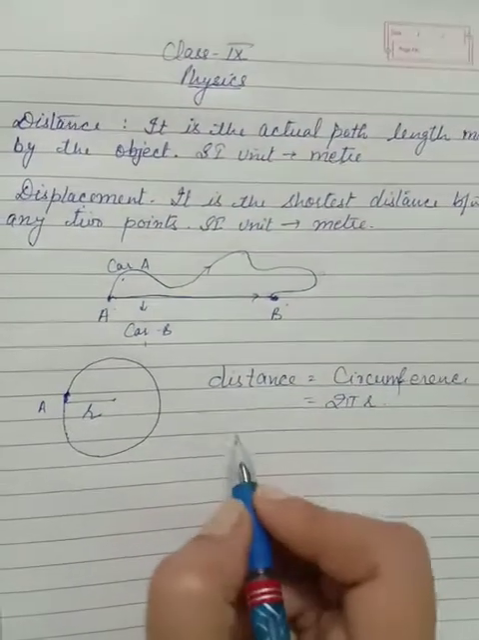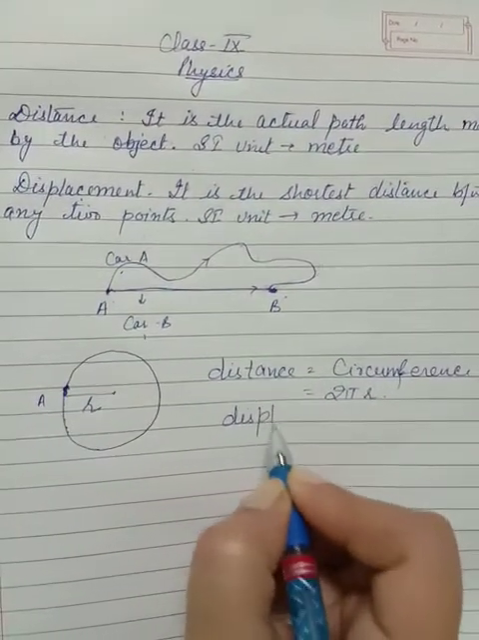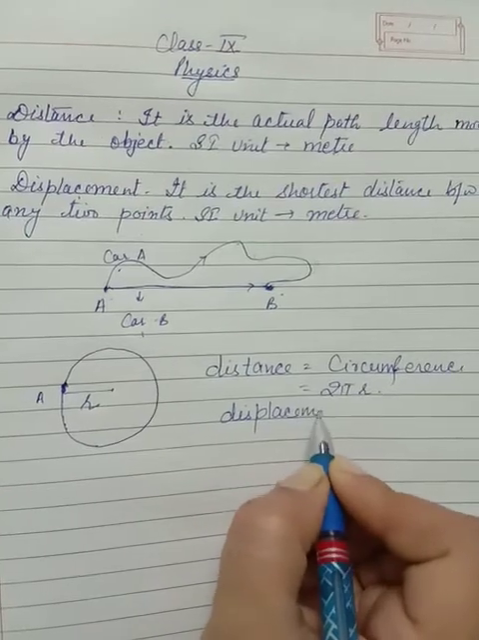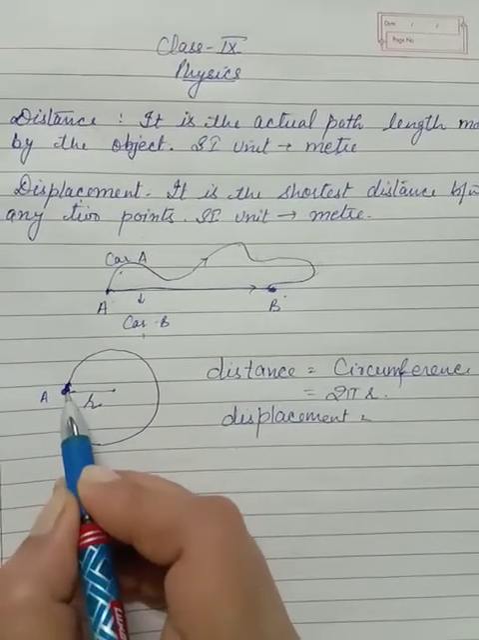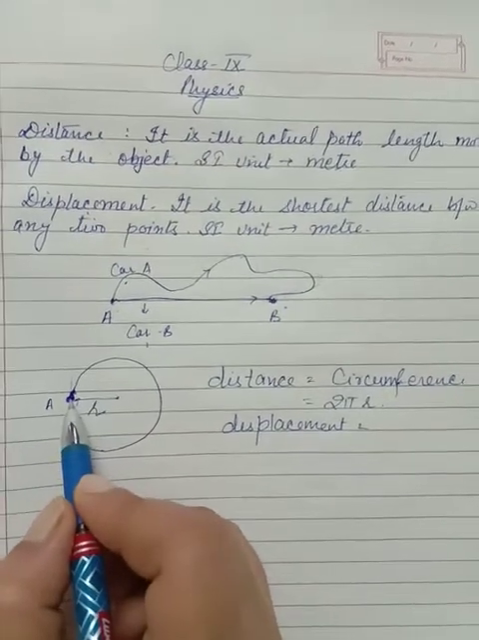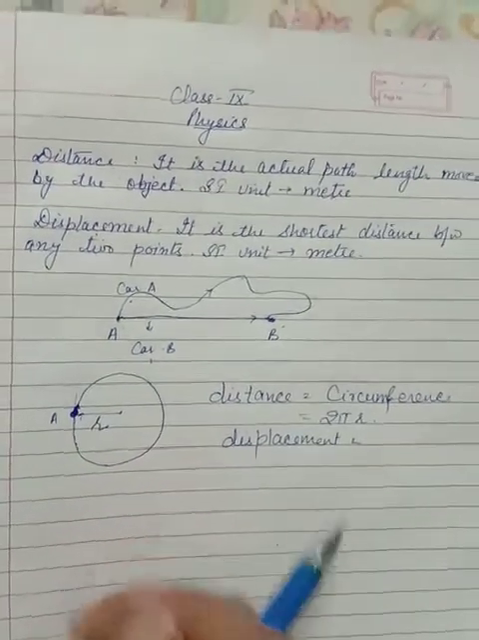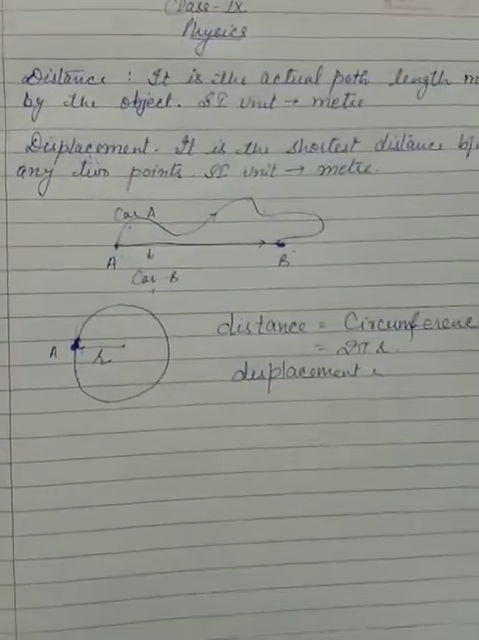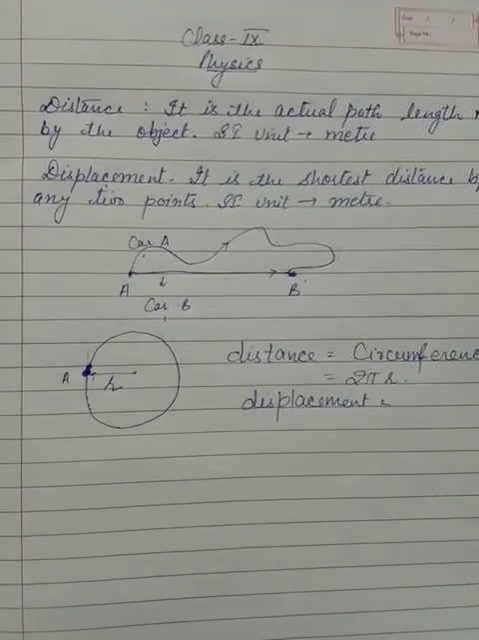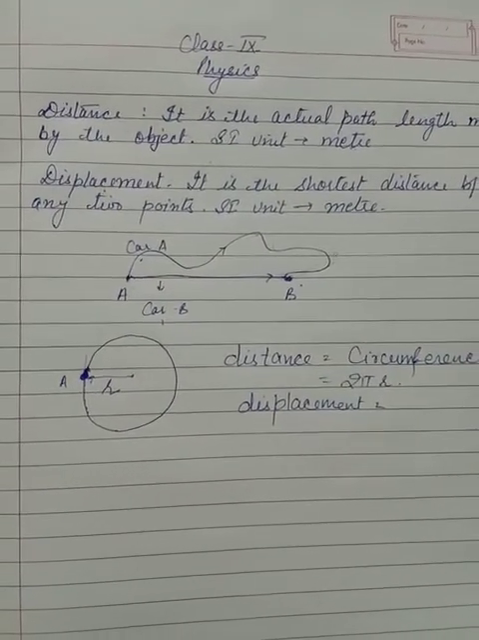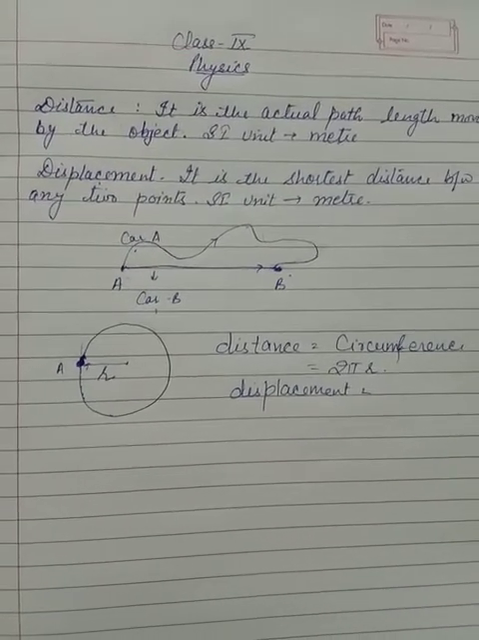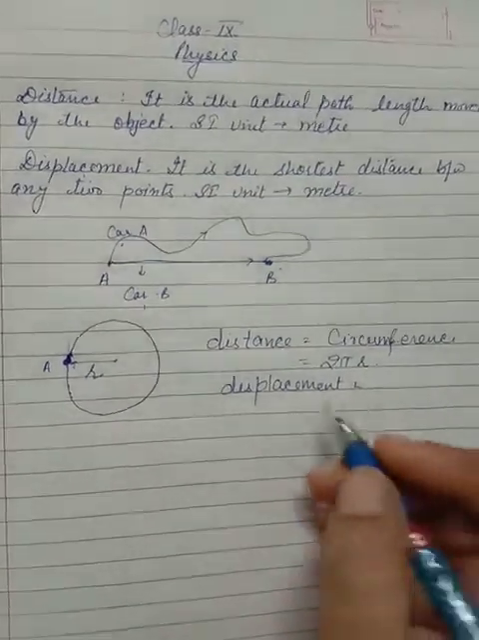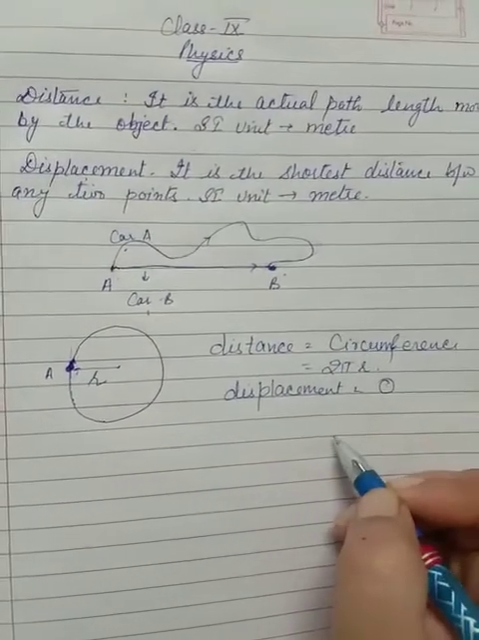And if I ask you how much is the displacement, what will you say? Since the athlete has started from point A and again returned back to point A, how much is the shortest distance between the initial and final position? That is 0, because he is starting from A and returning back to A. So the shortest distance between the initial and final point is 0. In this case displacement will be 0.